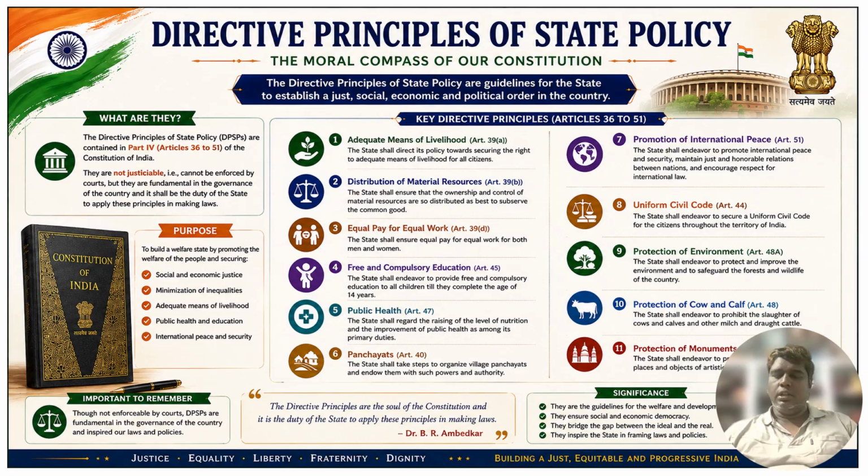Why are the DPSPs important? Directive principles aim to promote social and economic justice, reduction of inequalities, adequate livelihood, public health and education, environmental protection, and international peace and security. So, if fundamental rights protect the individual, DPSP provide a broader vision of society. A simple way to remember this: fundamental rights say protect the people, directive principles say build a better society.